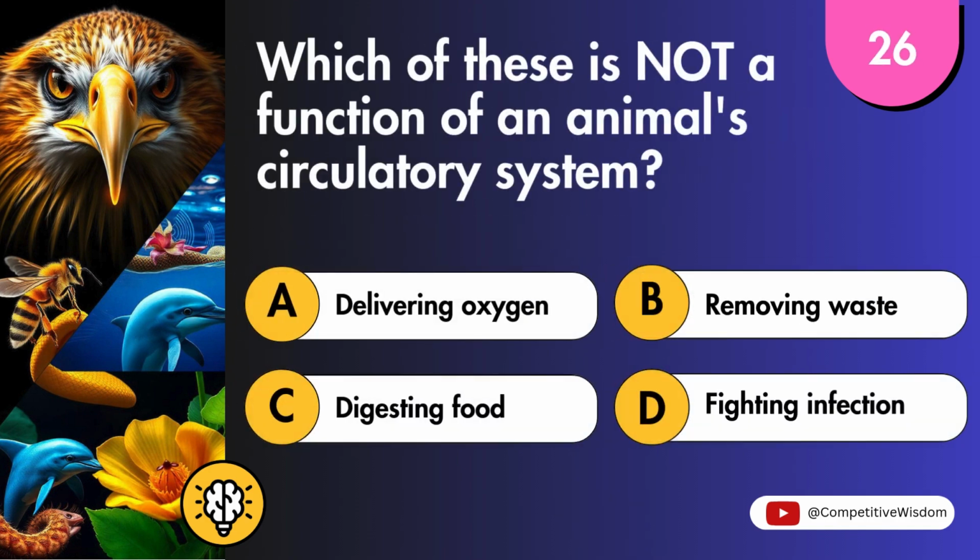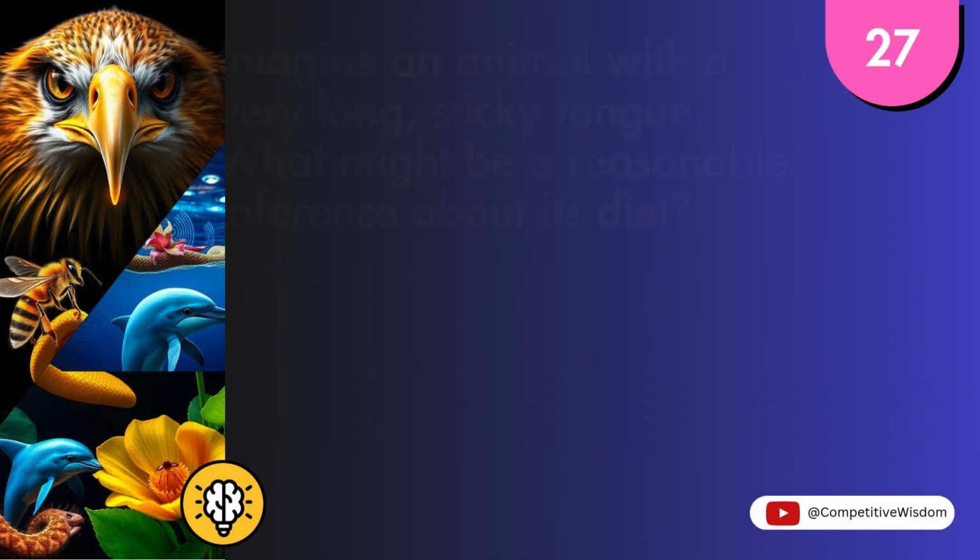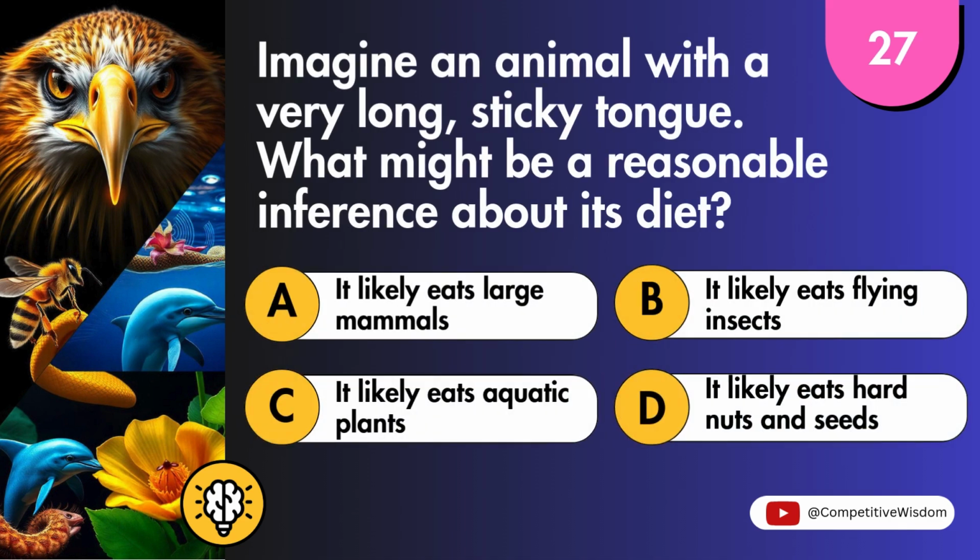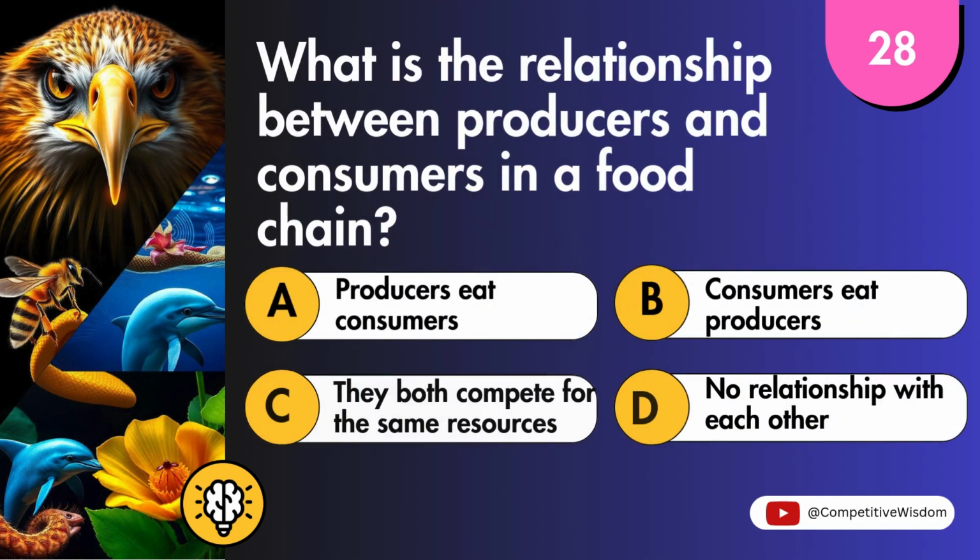Which of these is not a function of an animal's circulatory system? Imagine an animal with a very long, sticky tongue. What might be a reasonable inference about its diet? What is the relationship between producers and consumers in a food chain?